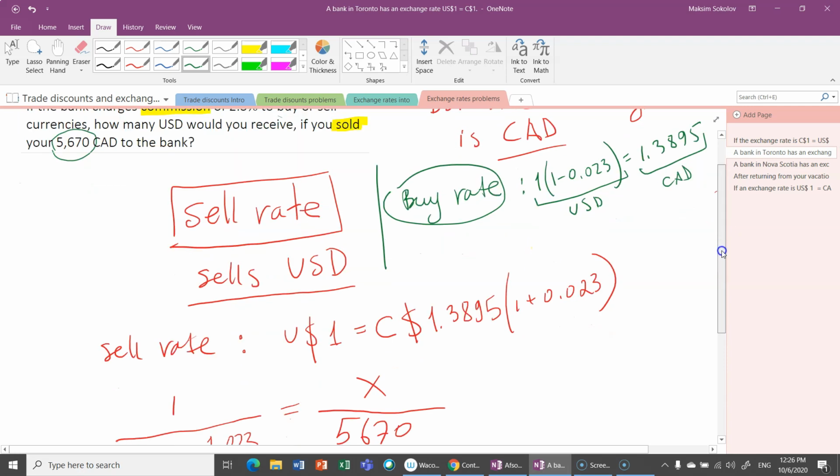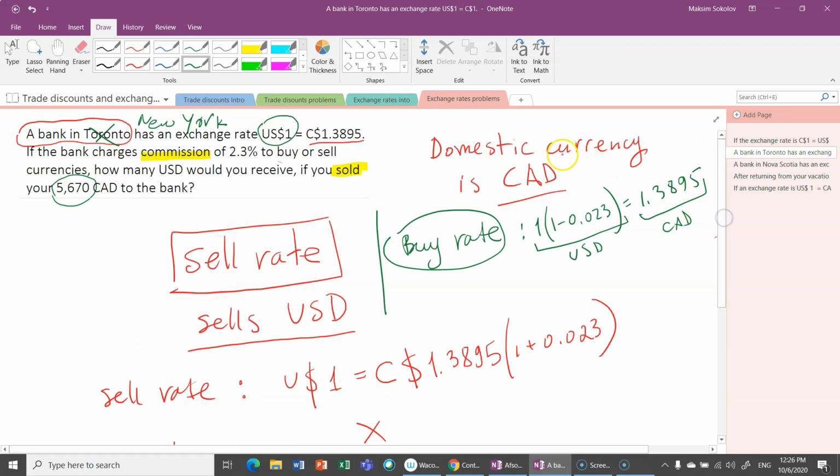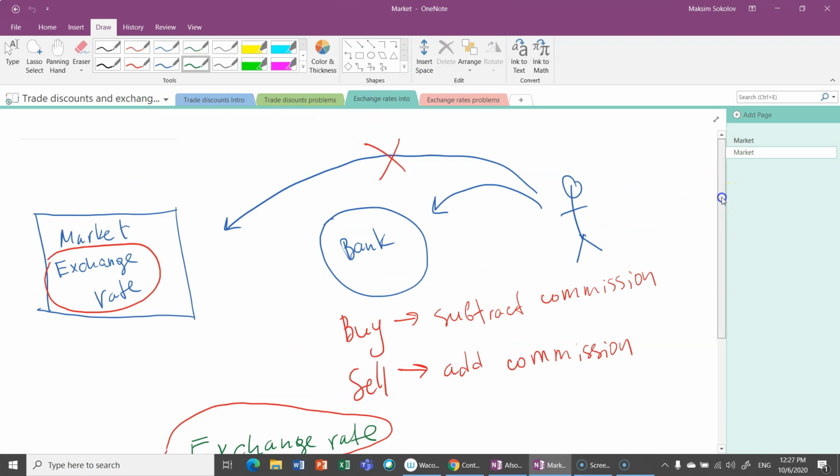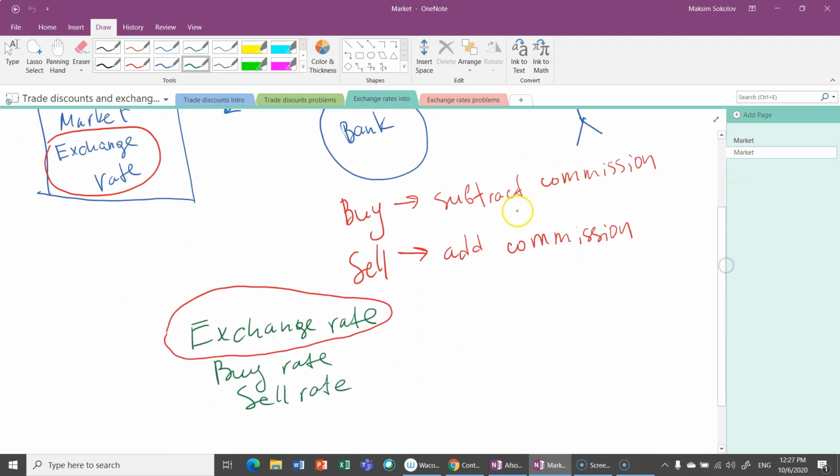So for our future problem solving, I want to tell you something. Remember when we spoke about currencies, when you sell, you add commission. When you buy, you subtract commission, right? So you should never forget about this. By you, I mean the bank. If you are the bank and you sell, you add commission, and if the bank buys, they subtract commission.